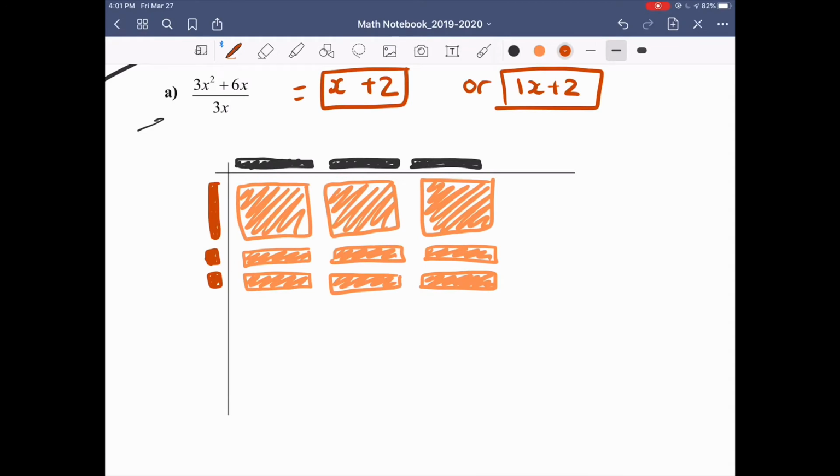All right, for the first one, you should have gotten x plus 2, or 1x plus 2. As you can see for this one, the 3x, instead of putting it on the side like I did with the last example, I put it at the top to show you it doesn't matter which side you put it on, you will still get the right answer. So I got 1x and then 2 positive tiles.